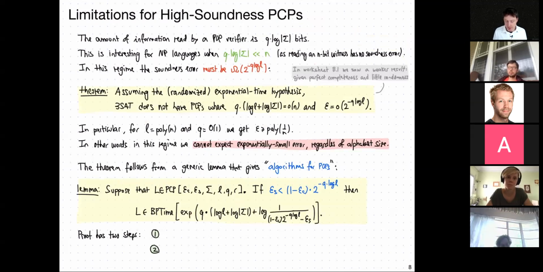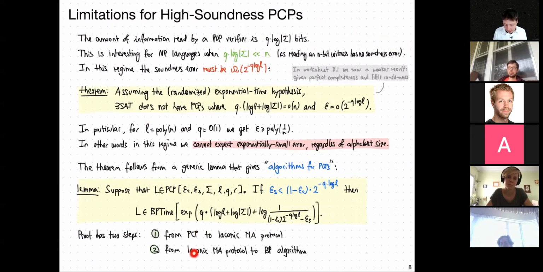So yeah, we've proved it. That's from PCP to laconic, and from laconic MA to a BPP algorithm. And this is how you construct fast algorithms to decide PCP languages when the soundness is too good. Now I go back, and the point here was that there are some non-trivial reasons why PCPs cannot have too good soundness. They have to do with the fact that if they have too good soundness, you can somehow shoehorn a PCP into a laconic interactive proof. And we have already seen that laconic interactive proofs have limitations, okay?